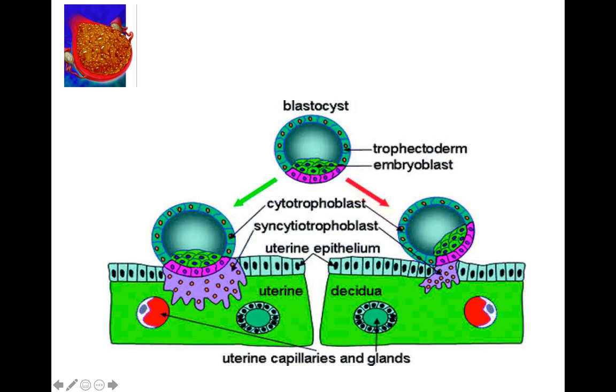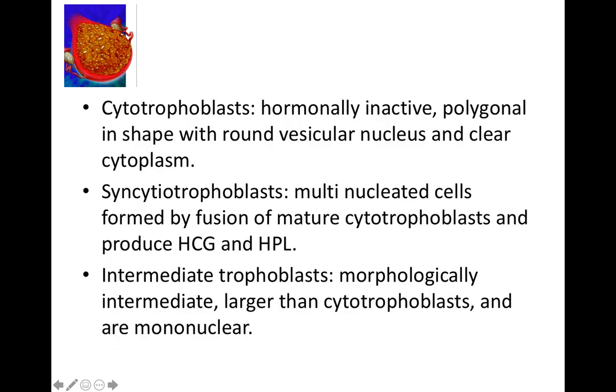The cytotrophoblasts and syncytial trophoblasts comprise the villous trophoblasts, meaning around the chorionic villi, while the intermediate trophoblasts are found outside the villous component, or your extravillous trophoblast, particularly at the implantation site. The cytotrophoblasts are hormonally inactive, being the proliferating stem cell. They are polygonal in shape with round vesicular nucleus and clear cytoplasm.